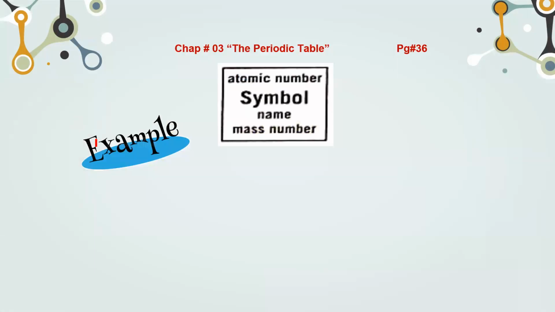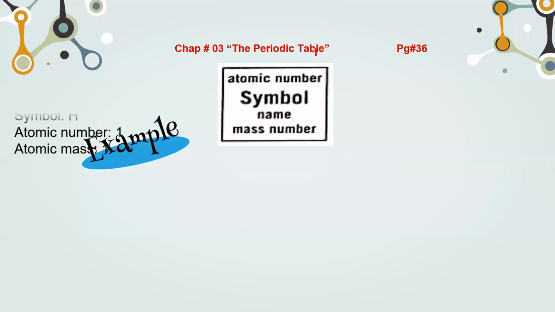You can clearly see boxes like this. At the top of the block, you can observe the atomic number. Below that, the symbol of the element. After that, the name of the element. And at the bottom, you will observe the mass number of the element. So in each box, you will observe four different things. The first is the atomic number, the second is the symbol, the third is the name of the element, and the last one is the mass number.